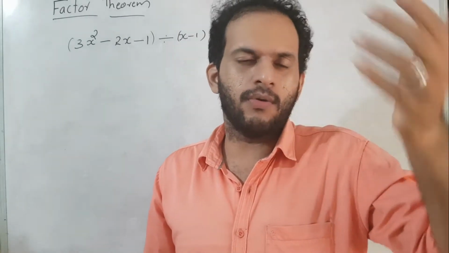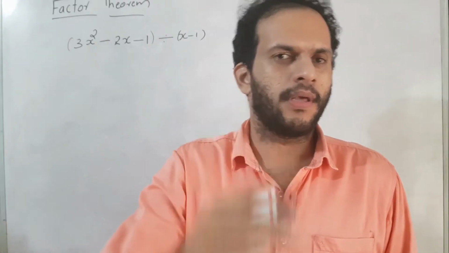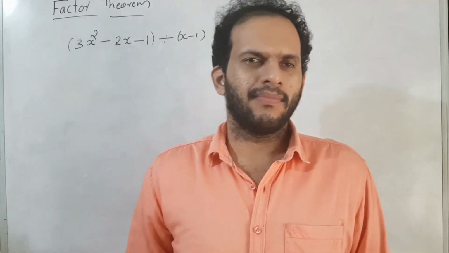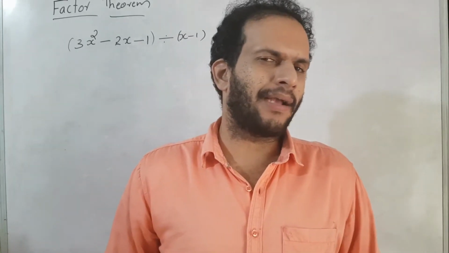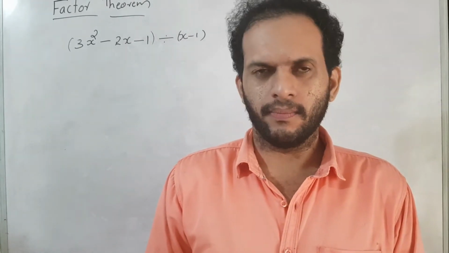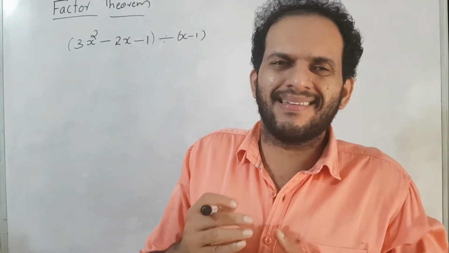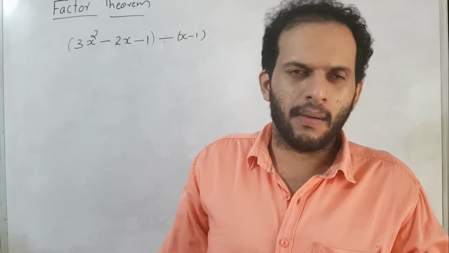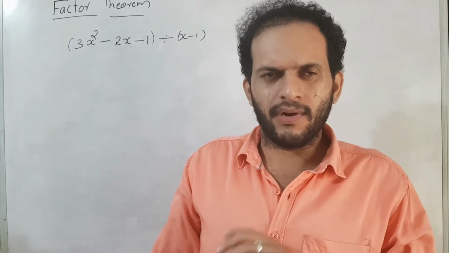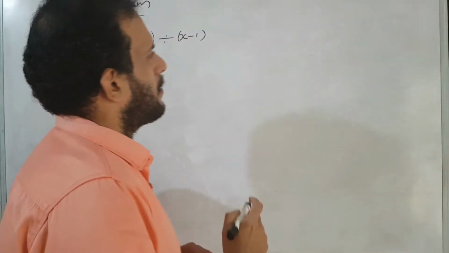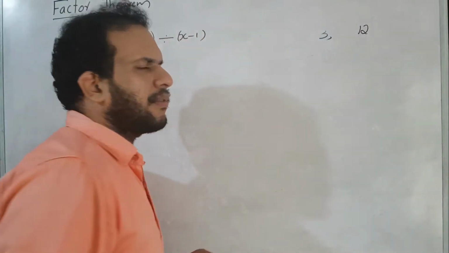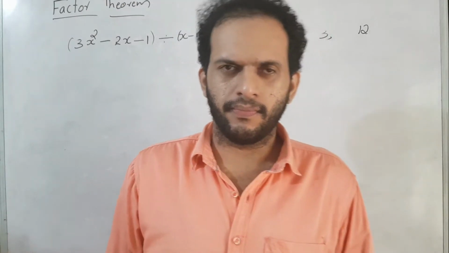Correct? The next part of the chapter is the factor theorem. Okay? Then the factor theorem, the term factor is related to the term remainder. The remainder and the factor have a relationship. For example, we know that 3 is a factor of 12. Correct? 3 is a factor of 12.